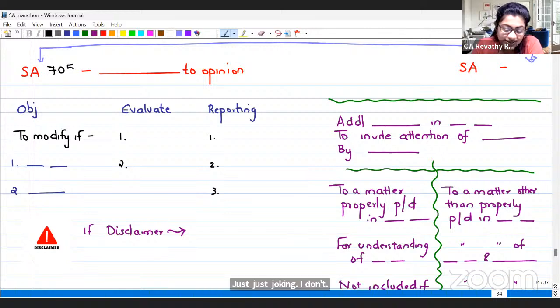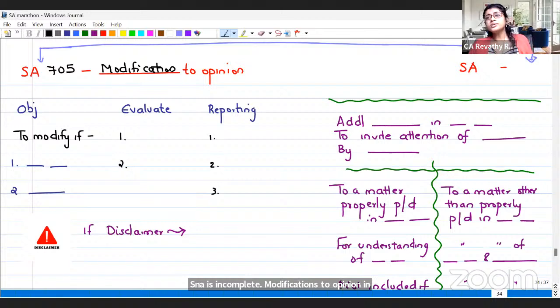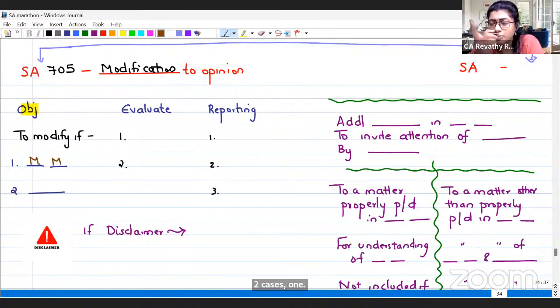Okay, 705. Actually, this is like your weapon. 705 is what? Modification to opinion. Its name is incomplete: Modifications to the Opinion in the Independent Auditor's Report. Independent auditor's report is the title. So when do you modify? Two cases. One, the FS are not free of material misstatement, meaning the FS has material misstatement due to fraud or error. Second, unable to obtain sufficient and appropriate audit evidence.